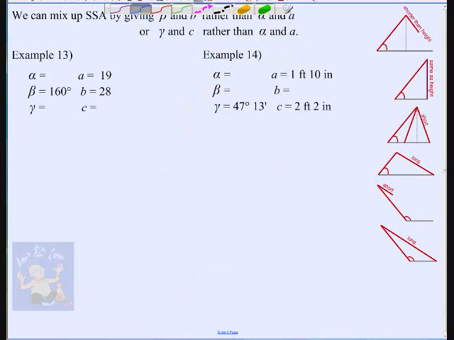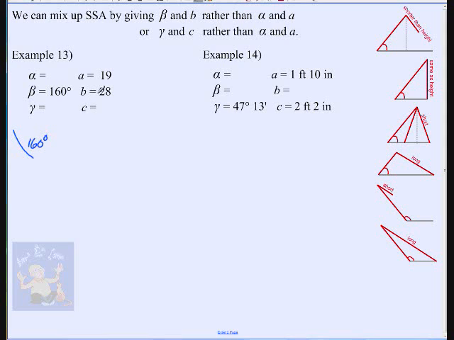I promised you we would mix things up a little bit. In this case, instead of giving alpha and A, we're going to give beta and B. I'm going to keep my drawing just the same. I don't have to, but it just makes it a lot less confusing for me. All right, so that's a definite obtuse angle, isn't it?